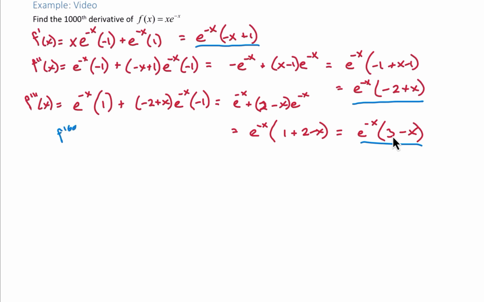The 1000th derivative of f will be e to the negative x times, let's see, 1000 is even, and it looks like the even derivatives have the minus the constant. So we'll have x minus 1000.